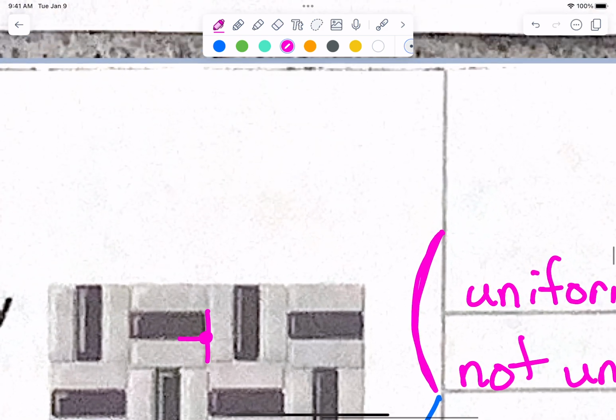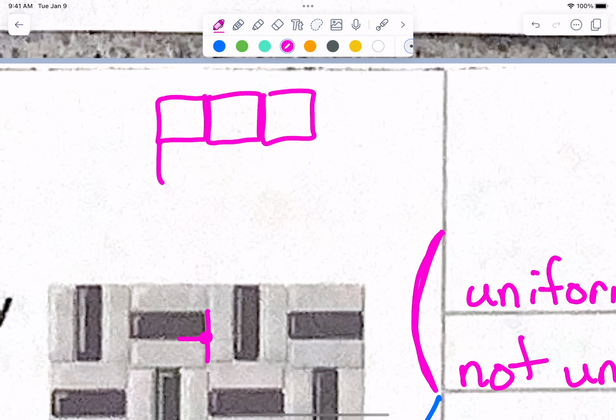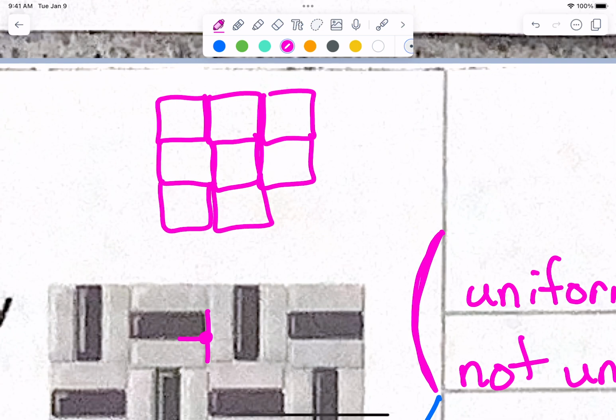Versus, let's say I do all squares that are intersecting. Square, square, square, square, square, square, square, square, square. If I pick this intersection, I have 1, 2, 3, 4. And this intersection, 1, 2, 3, 4. And this intersection, 1, 2, 3, 4. If you repeat over and over again, every place where the shapes are coming together looks identical. Does that make sense?